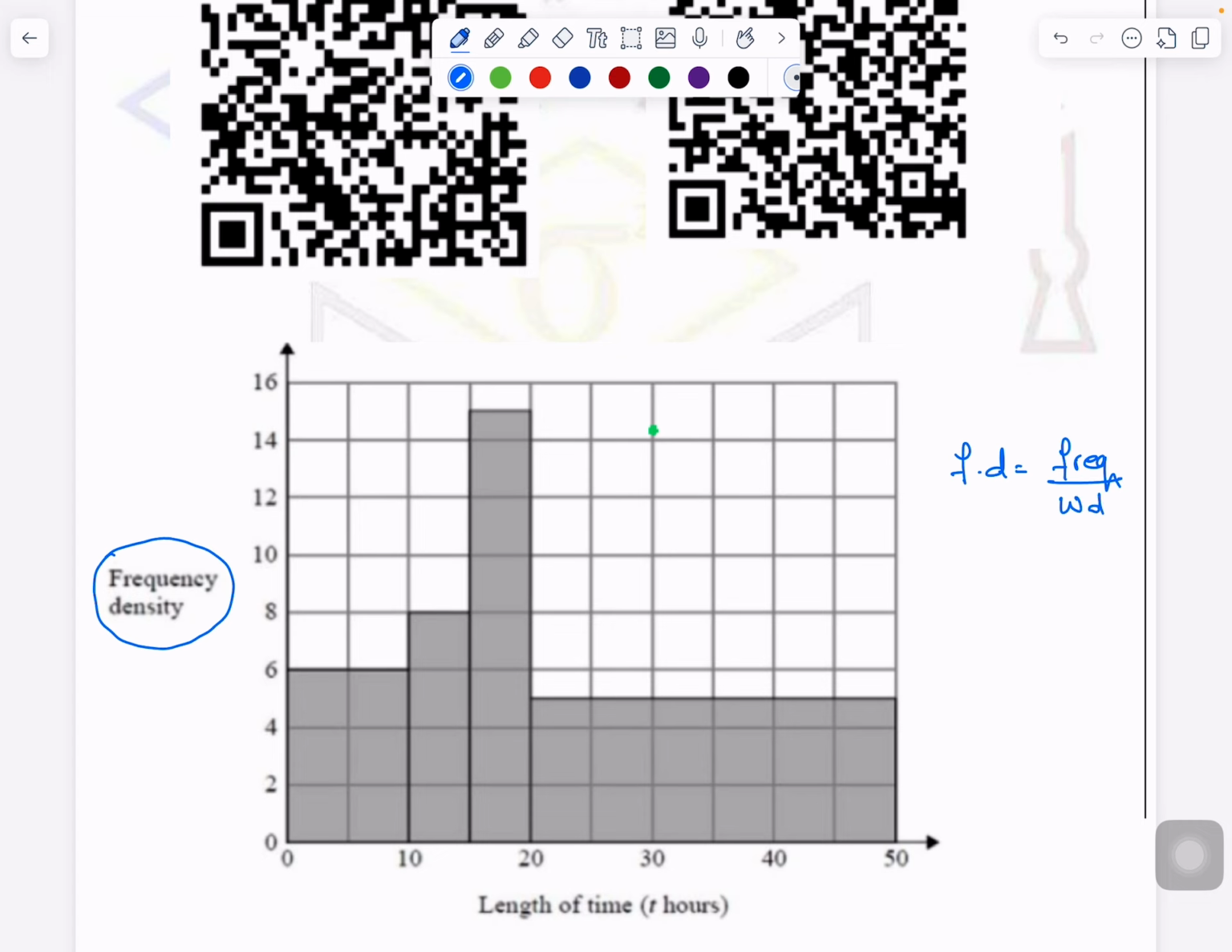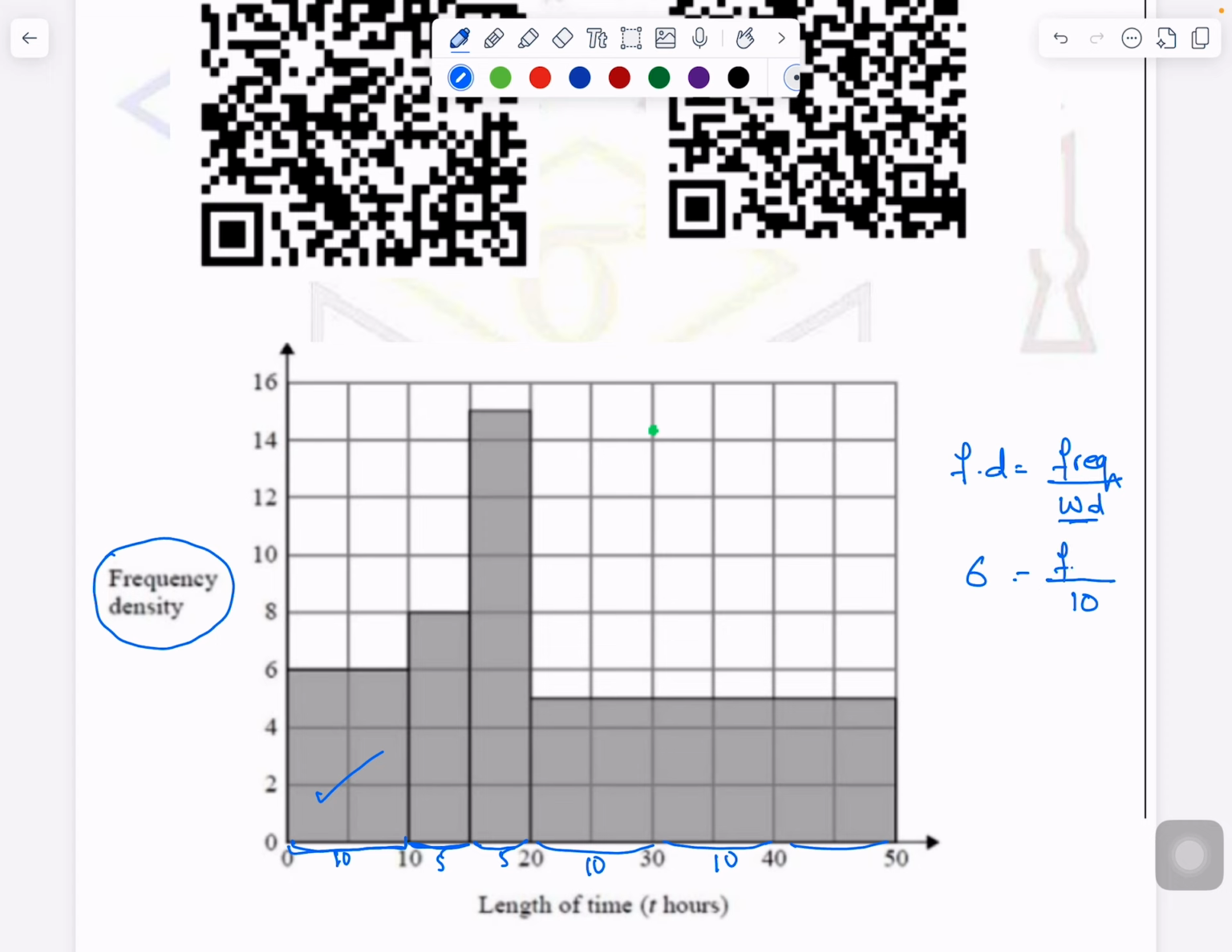So if you see here, for the first bar, which is from here to here, the interval is of 10 units, right? 10 hours. If you see in the second one, it is 5 hours. So this is 5, this is 10, this distance is again 5, 10, 10, 10. So the class width, if I talk about the first bar, the distance between interval is 10 units, and frequency density is what? 6.